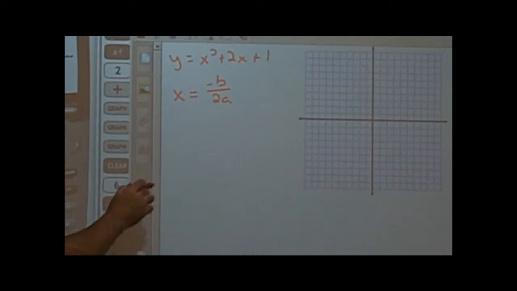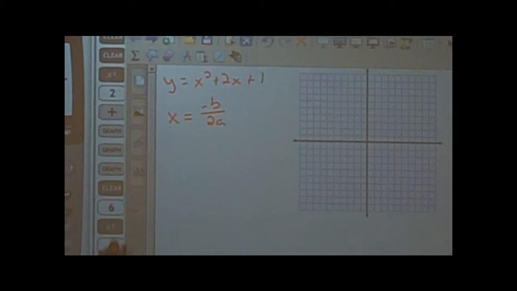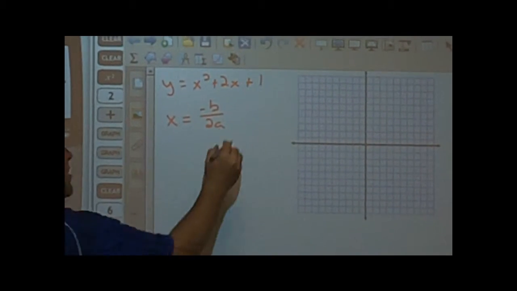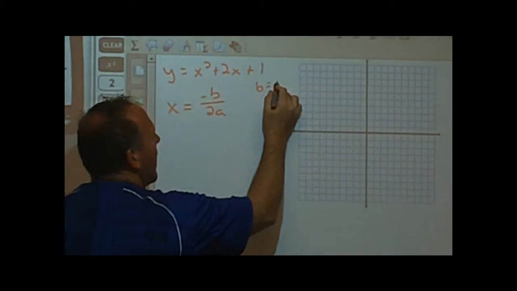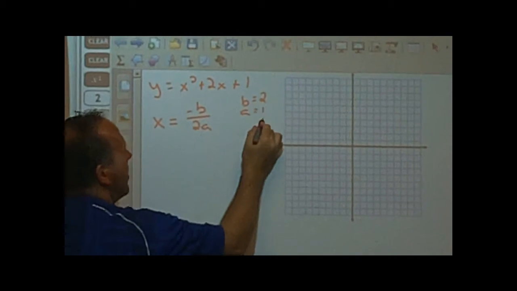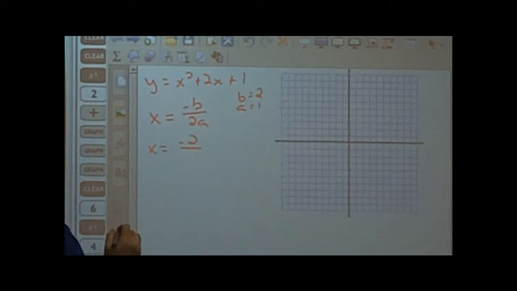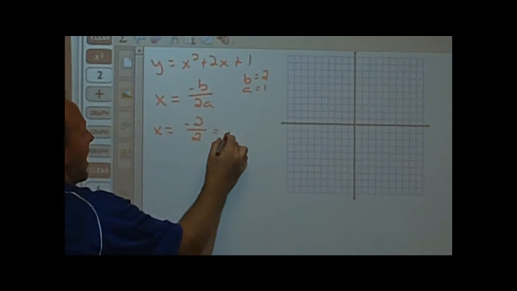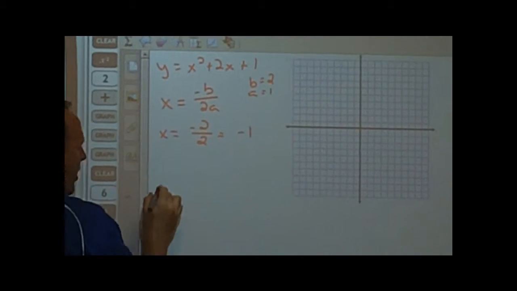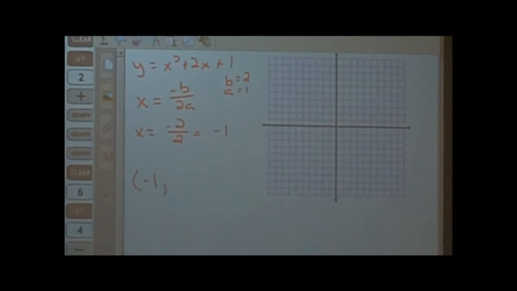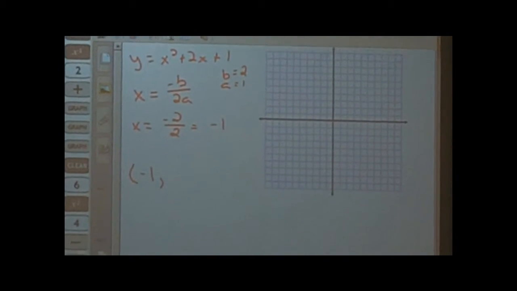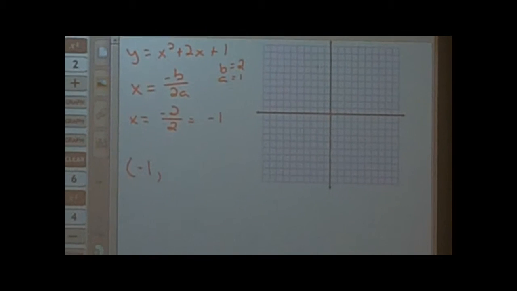So what's my b value in my equation up here? 2. And what's my a value? 1. So x equals negative 2 divided by 2, so x is actually equal to negative 1. That's the x value of my vertex.